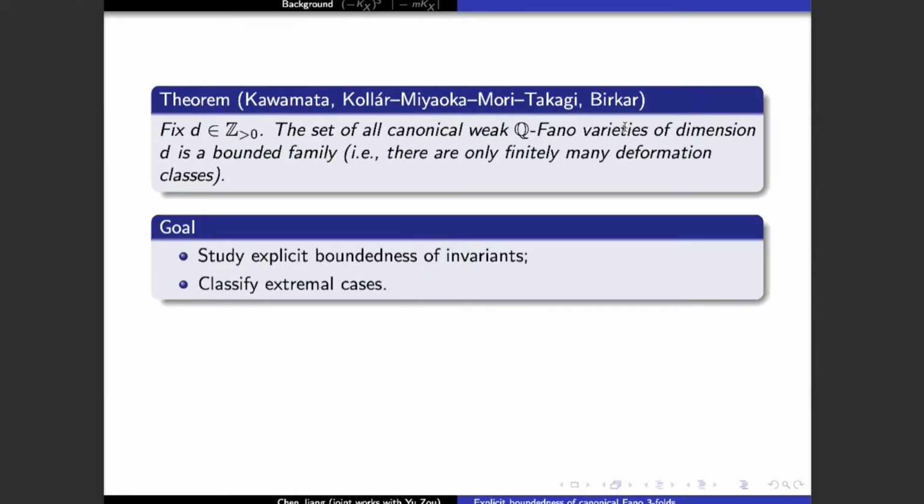Okay, so let me just explain a simple goal up to now: we could try to study explicit boundedness of these varieties, and then we can try to classify the extremal cases.